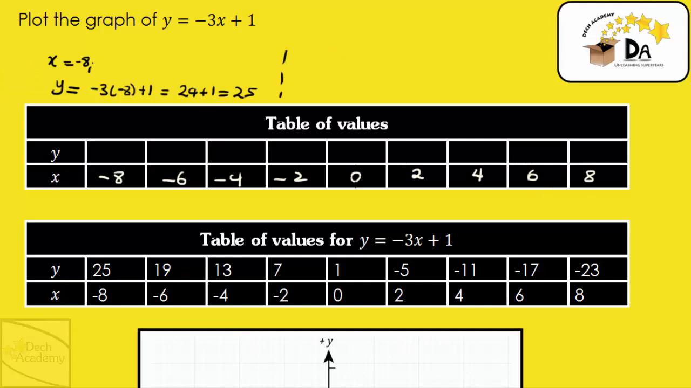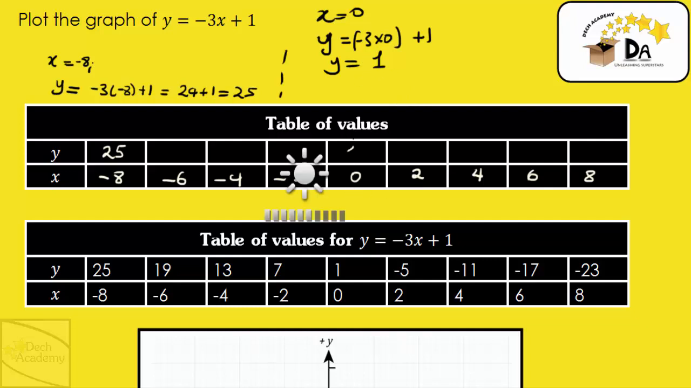When x is, let's say, 0, what is y? What's the corresponding value of y? Well, y is minus 3 times 0, which is 0, plus 1. So that's 0 plus 1, which is 1. So I'm just going to fill in the table with the values I calculated. When x is minus 8, the corresponding y value will be 25. When x is 0, the corresponding y value is 1.